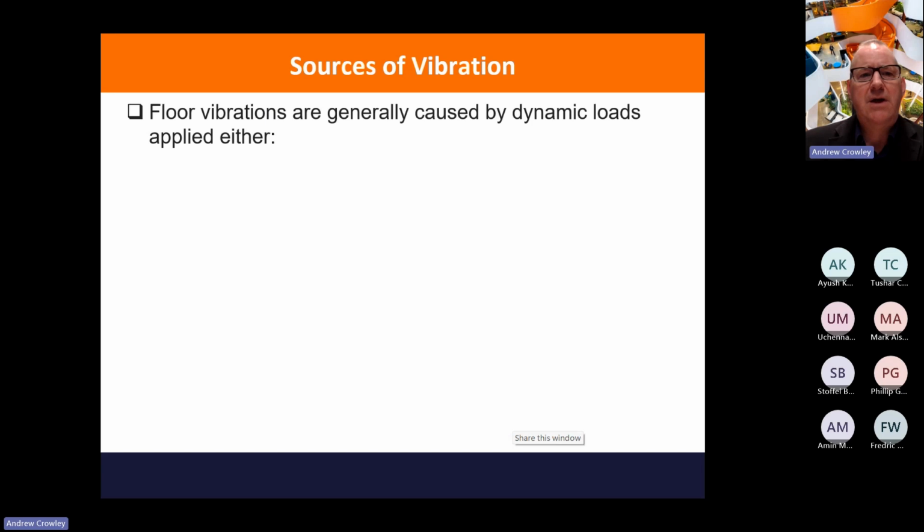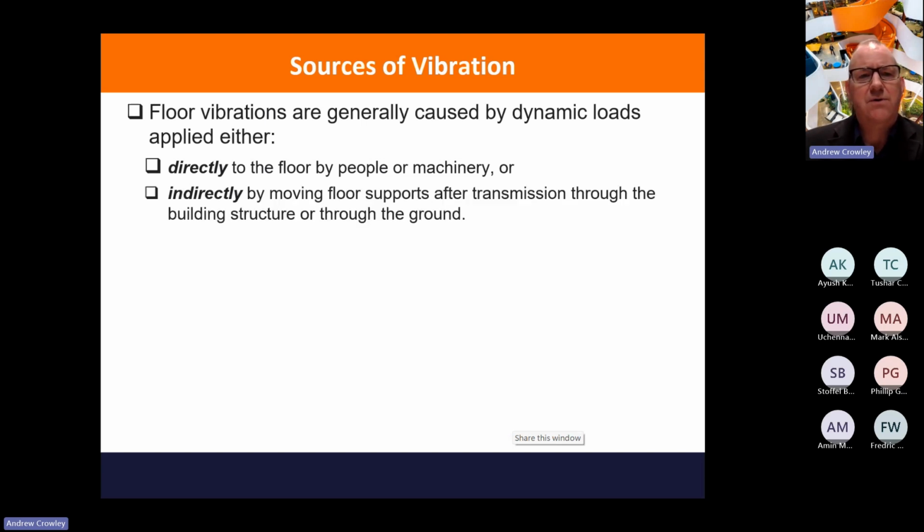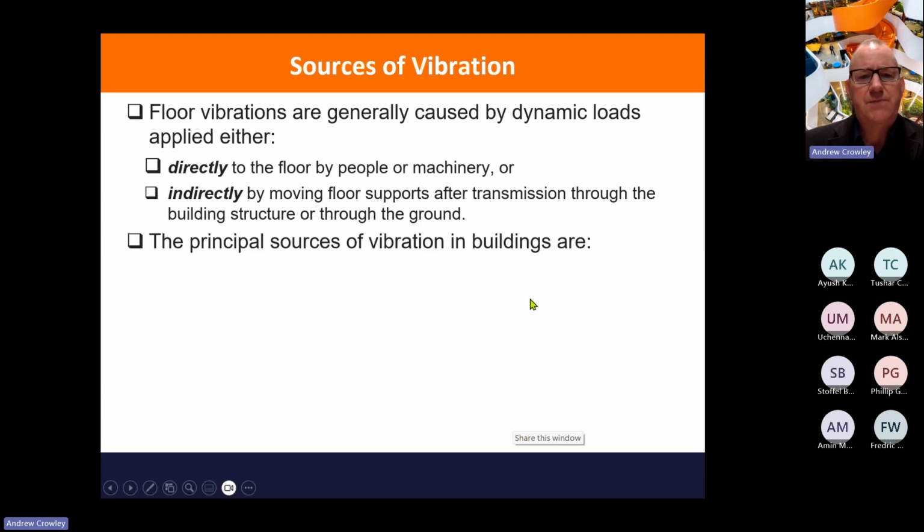So where does it come from? There are three main areas, but it can come either directly or indirectly. Directly to the floor by the people or machinery on that floor, or indirectly by the supports to the floor after transmission through the building structure or even through the ground.